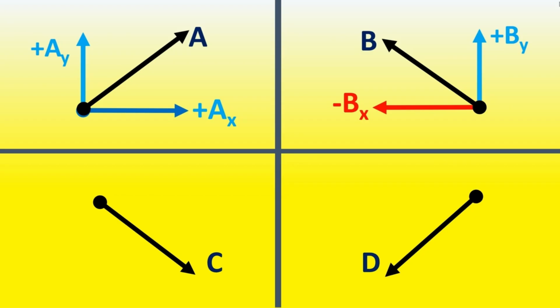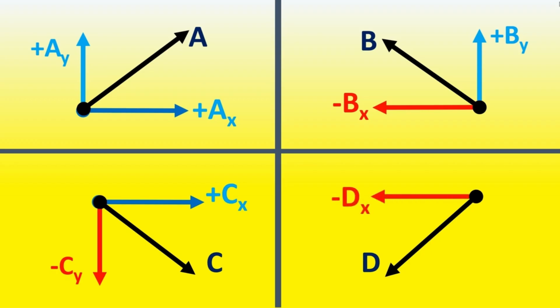Vector C is slanting downward to the right, so its rightward x component is positive, and its downward y component is negative. Lastly, for vector D, it is slanting downward to the left, so its leftward x component is negative, and its downward y component is also negative.